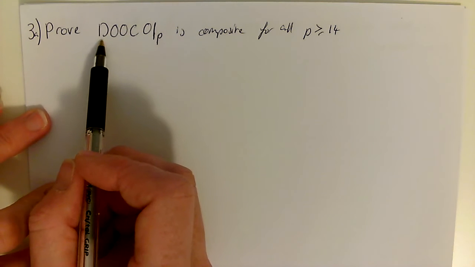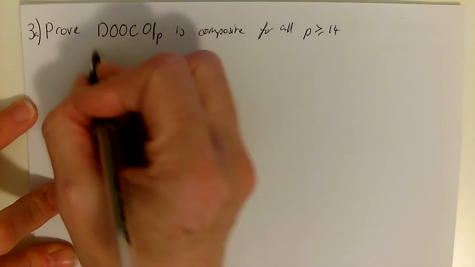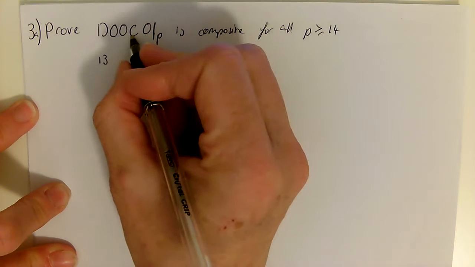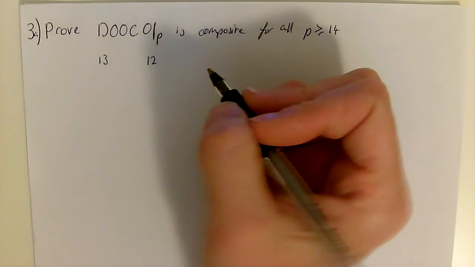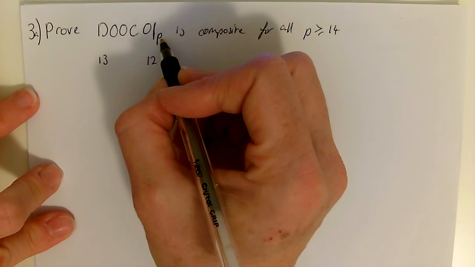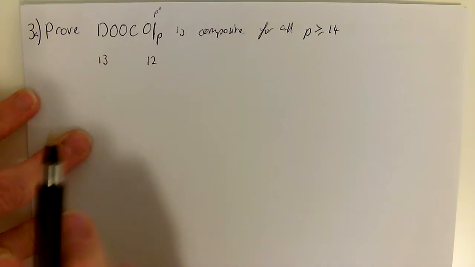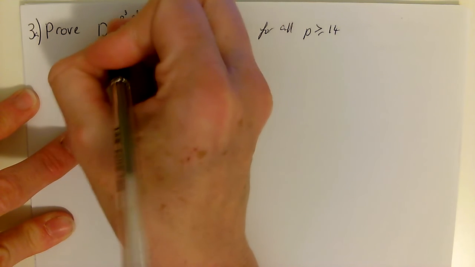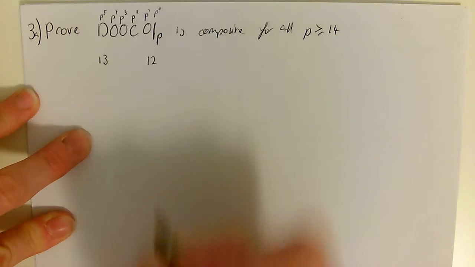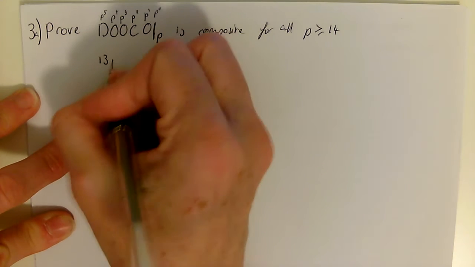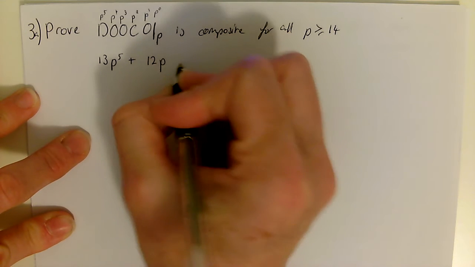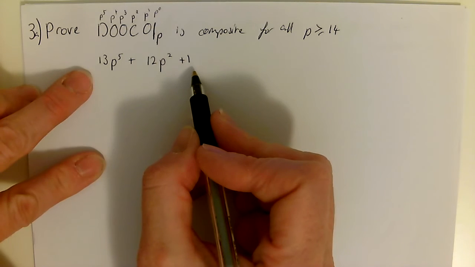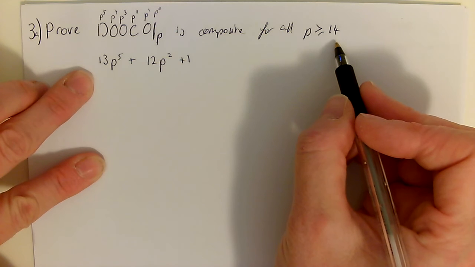Now we're going to remember that d is the equivalent of 13, and c is the equivalent of 12. We're working base p, so these are the place values: p to the 0, p to the 1, p squared, p cubed, p to the 4, p to the 5. So this number could be written as 13p to the 5 plus 12p squared plus 1. So we have to show that this can be factorised when p is greater than or equal to 14.